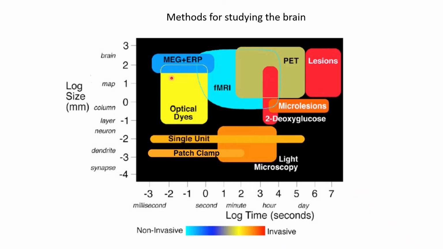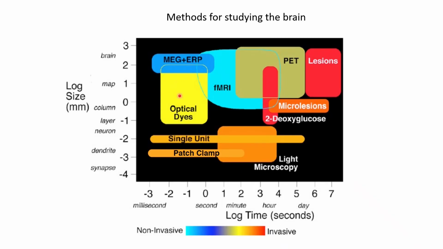Another technique is the use of optical dyes. One of the most commonly used dyes is a protein called GCaMP, which fluoresces when a neuron is active. So by imaging these dyes, one can figure out which neurons in the brain are active. The fluorescence changes on the order of tens of milliseconds to hundreds of milliseconds. So that's the temporal resolution. And the spatial resolution can go from individual neurons to groups of neurons.